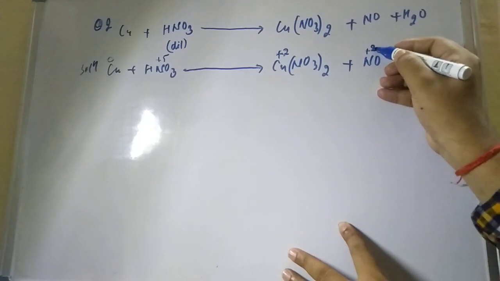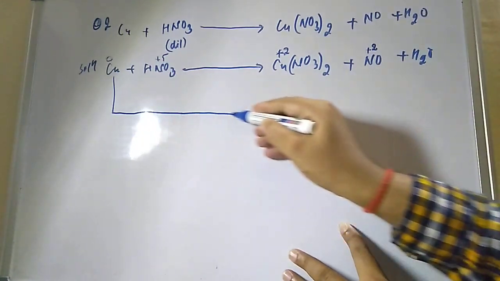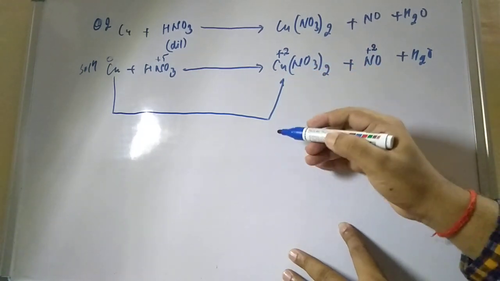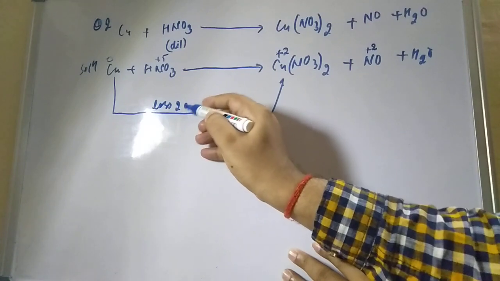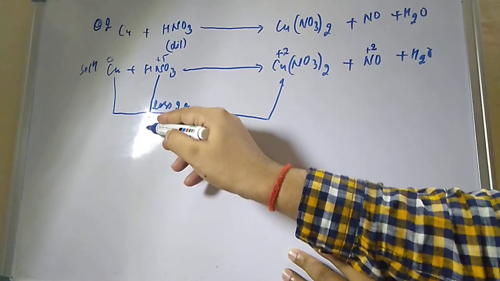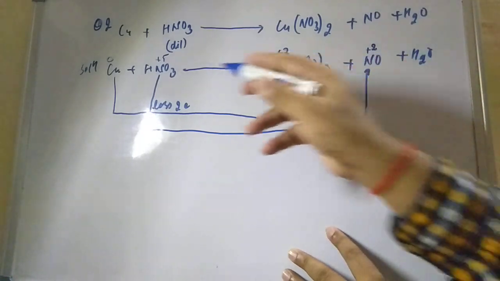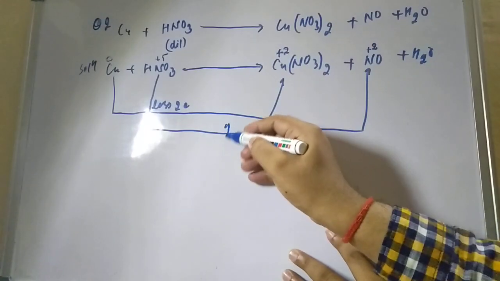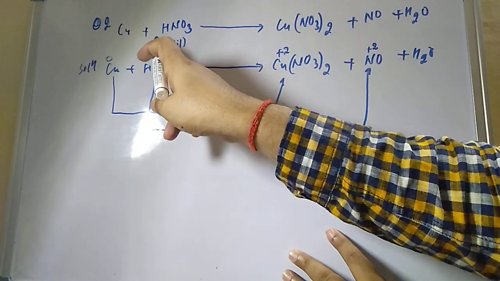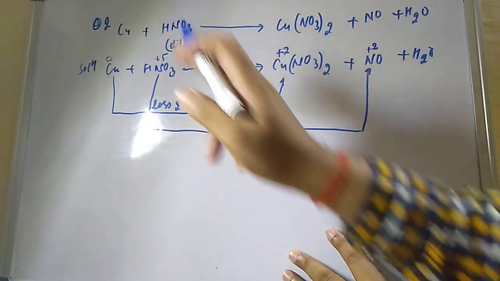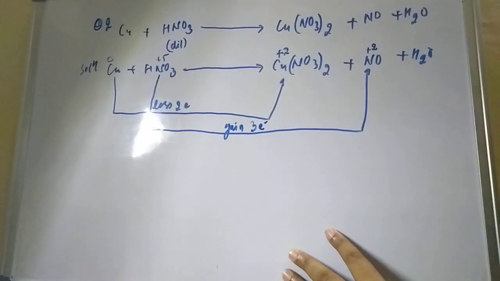Plus 2. Now student, you see copper to copper nitrate, how much change in the oxidation state? Copper to copper nitrate means loss, how many? 2 electrons. And if you go from nitric acid to nitric oxide, you see plus 5 to plus 2. So if you add 3 electrons here, 3 negative charge plus positive charge, plus 2 will be left. So gain is how many electrons? 3 electrons. Now loss and gain should be equal.